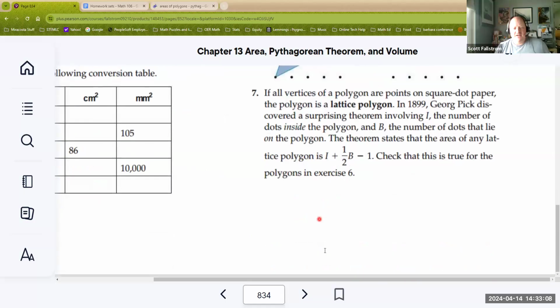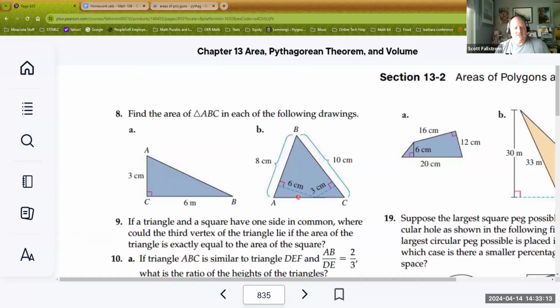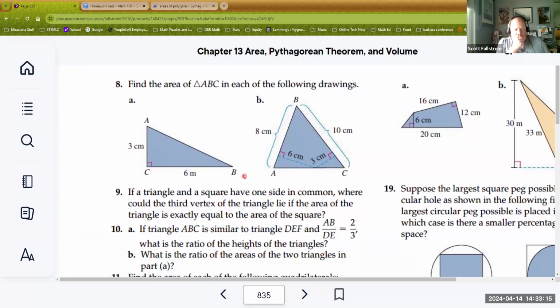So that was question 6. Let me check the email. Question 8 is next. Okay. So it looks like part A is going to be okay. That's just the base and the height.